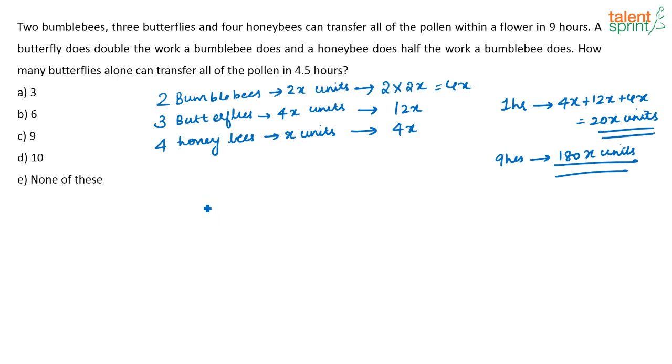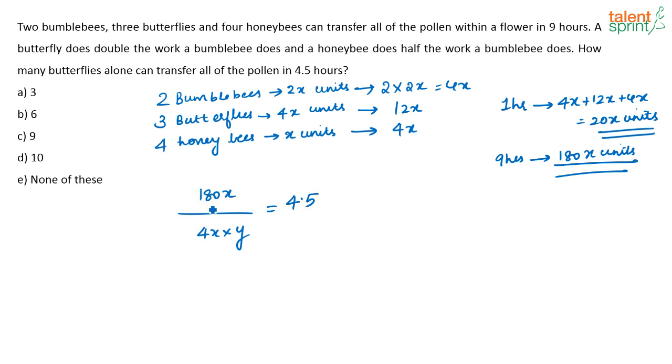I know one butterfly in 1 hour can do 4x units. Let's say I have Y butterflies, correct? What is the total units of work to be done? 180x units of work has to be done. One butterfly in 1 hour will do 4x units. Like that, there are Y butterflies. So in how many hours will the work be done? It is given here that this is 4.5.